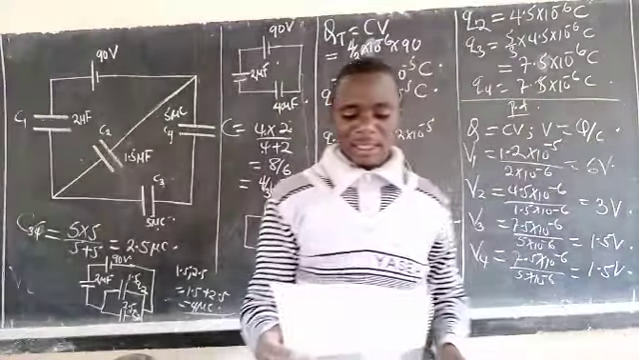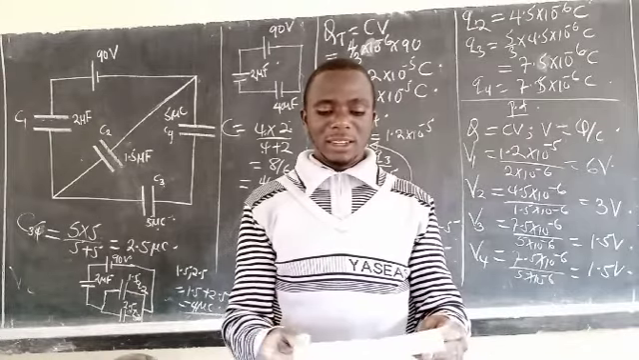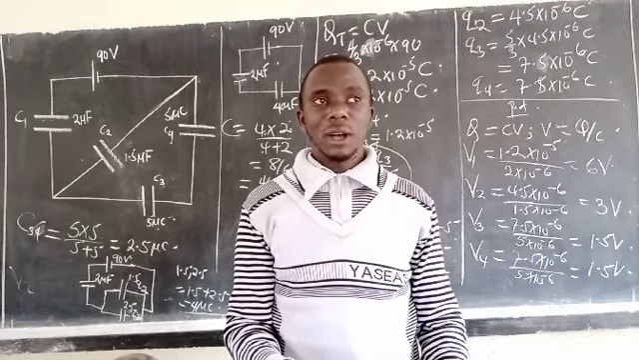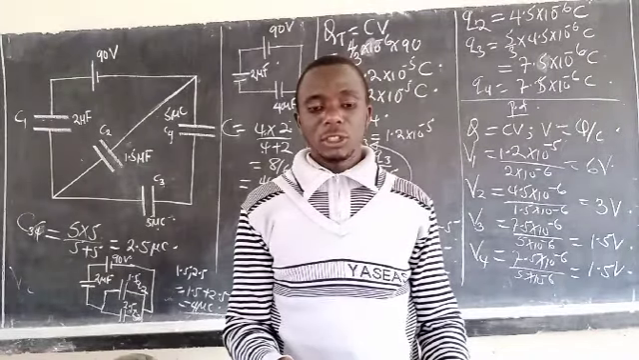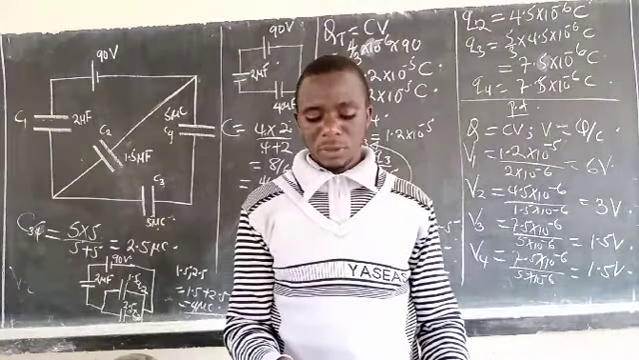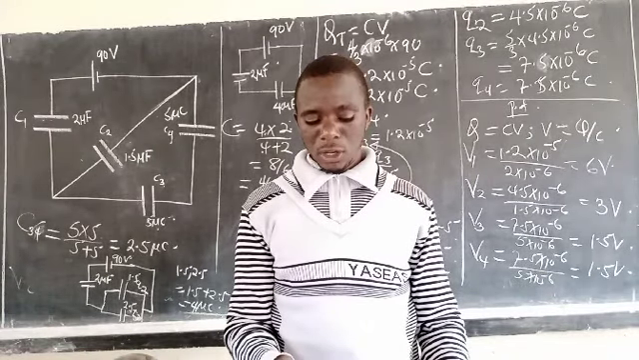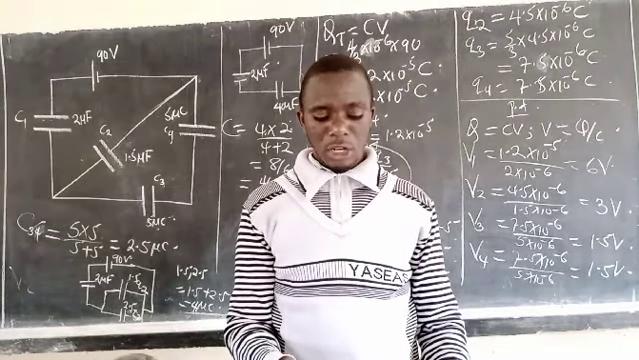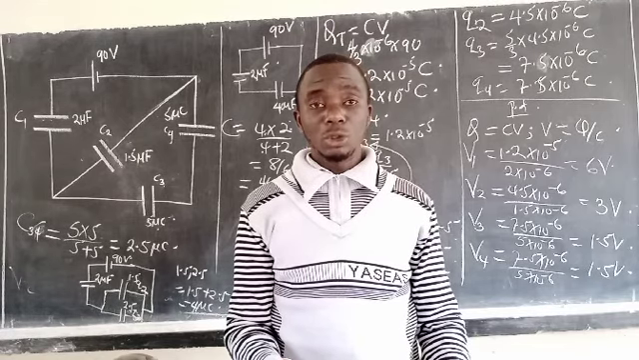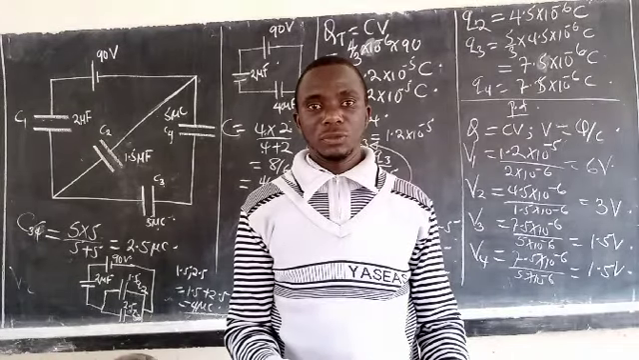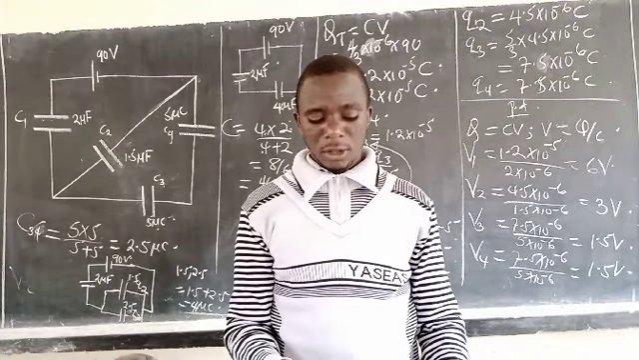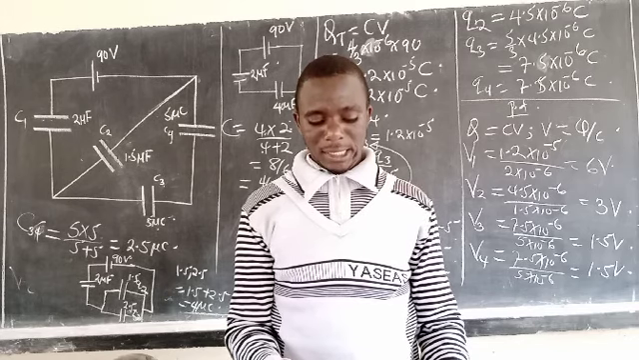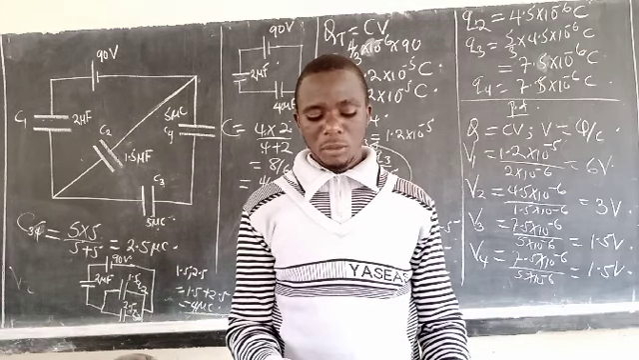I can read that 3 capacitors of capacitances 4 microfarads, 6 microfarads, and 12 microfarads are connected in series across a 6V DC supply. Calculate part A, the charge on the 12 microfarad capacitor. Part B, the total energy stored in the capacitors. And part C, the PD across the 4 microfarad capacitor.